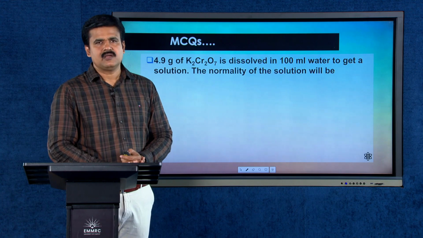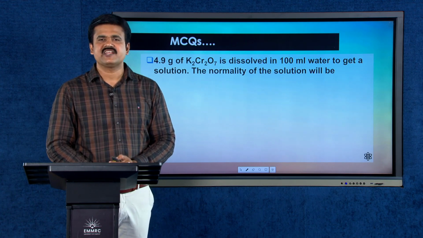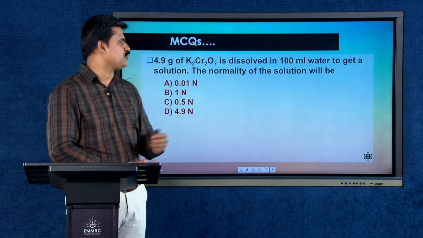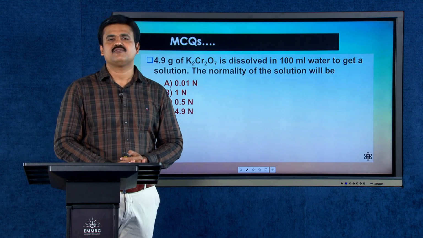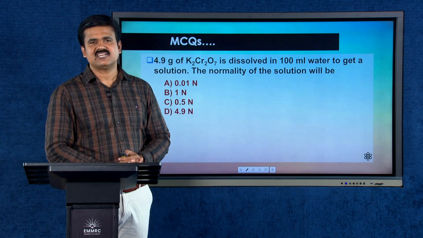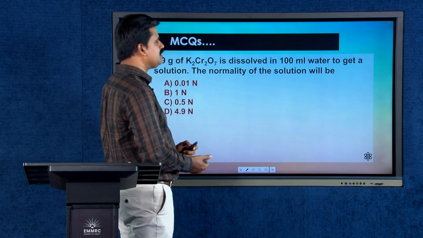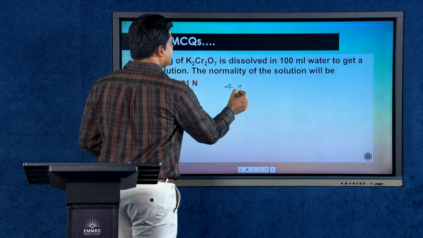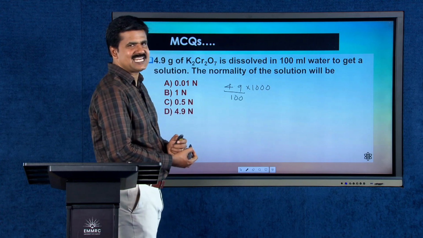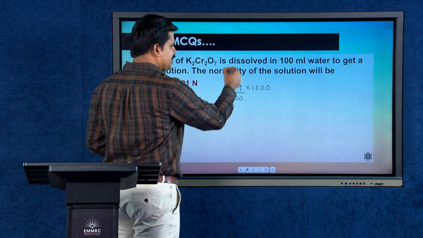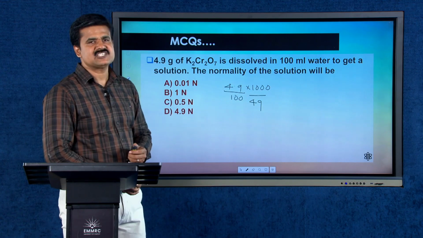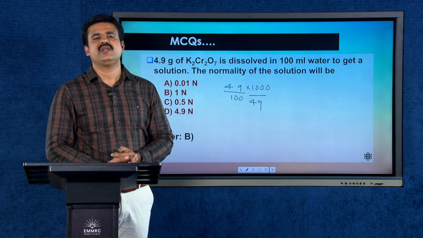This is the last problem. 4.9 gram of potassium dichromate is dissolved in 100 ml water to get a solution. The normality of the solution will be, these are the options, 0.01 normal, 1 normal, 0.5 normal, and 4.9 normal. It is very important to remember the expression normality equal to weight per liter divided by equivalent weight, and you have to find out the weight per liter. 4.9 gram is present in 100 ml. So, weight per liter is equal to, just multiply this by 10, because 1000 ml is 1 liter. This will be the weight per liter. Weight per liter divided by equivalent weight. Equivalent weight is equal to 49. On simplification, you will get the final answer as option B, that is 1 normal.